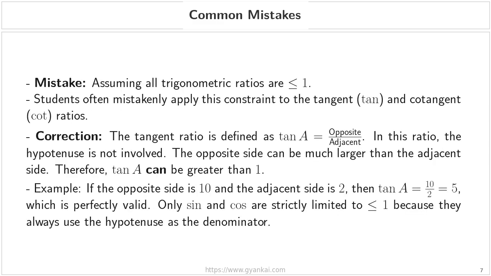To make this crystal clear, let's look at a quick example. Suppose you have a triangle where the opposite side is 10 and the adjacent side is 2. When you calculate the tangent, you get 10 divided by 2, which equals 5. And as you can see, 5 is a perfectly valid value. So, remember this key distinction. Only sine and cosine are strictly limited to being less than or equal to 1 because they are both anchored by the hypotenuse as the denominator. Once the hypotenuse leaves the denominator, those boundaries no longer apply.